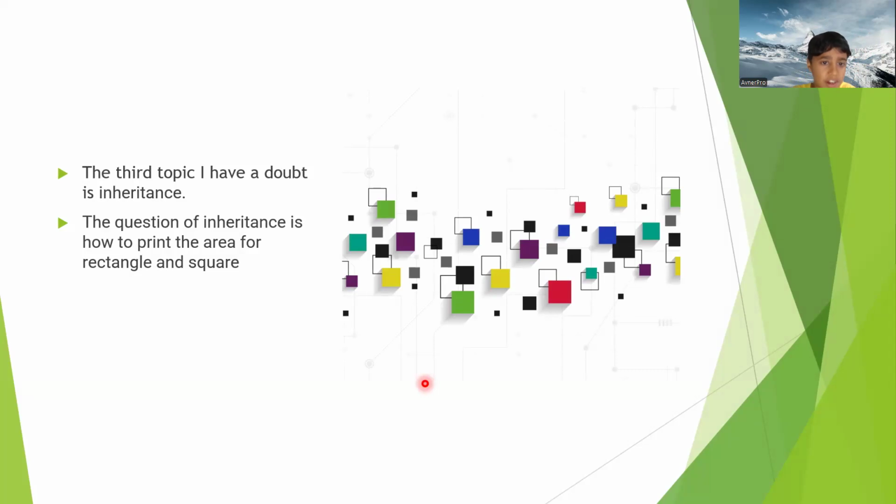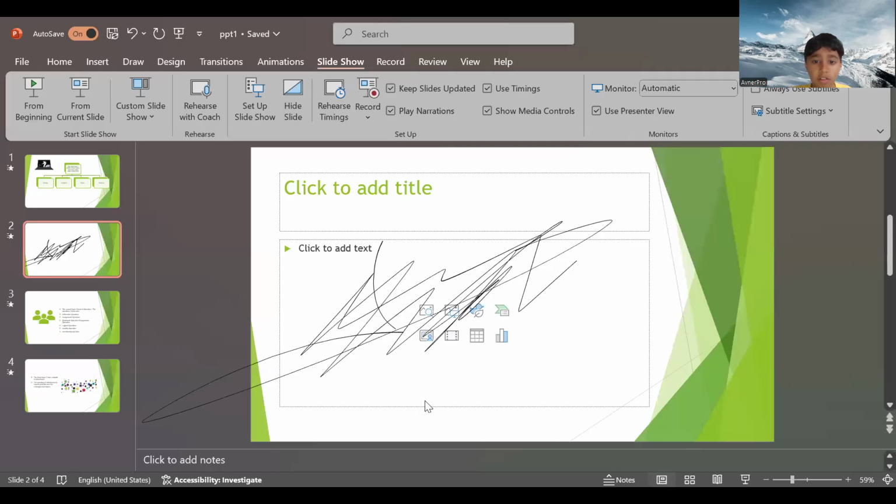So the third topic I have a doubt on is inheritance. The question about inheritance is how to print the area for a rectangle and a square. I already showed you in my video, but what I mean is the area of the rectangle is 40 centimeters squared. The perimeter of the rectangle is 50 centimeters, and the same thing for the square. That's the doubt I have on inheritance. I know the relationship by class A, but that's the only doubt I have on inheritance. And yeah, that's it.